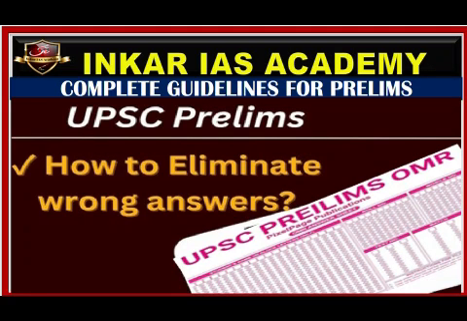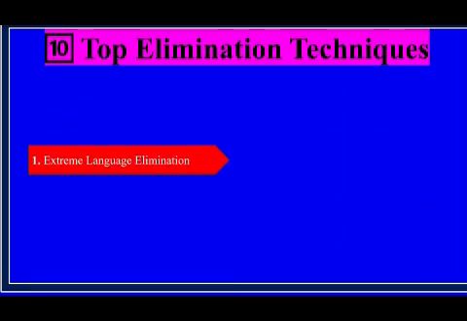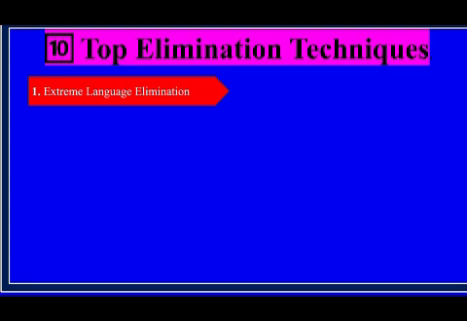Here I give you the complete guidelines for the prelims: how to eliminate the wrong answer, the elimination technique. First of all, that is extreme language elimination. If an option includes absolutes like never, it always, it only, it's entirely, it's likely, the correct answer in the UPSC is usually in nuanced language. An incorrect pairing strategy is a method following paired items: check if even one pair is wrong, eliminate that option. That is the second strategy.